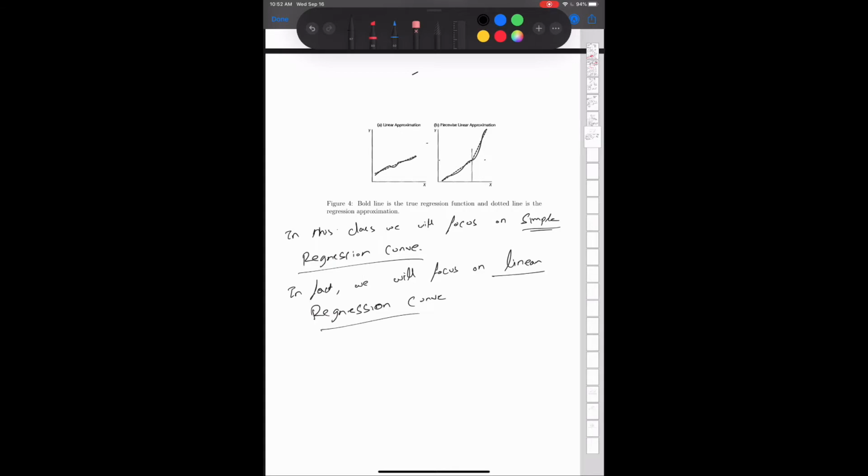So the question is, why should we study that? Linear regression curves seem very specific and very narrow. We have so many different possible curves, right? We can have sine, cosine, exponential or quadratic. Why should we study linear curves? It turns out linear curves approximate things very well.